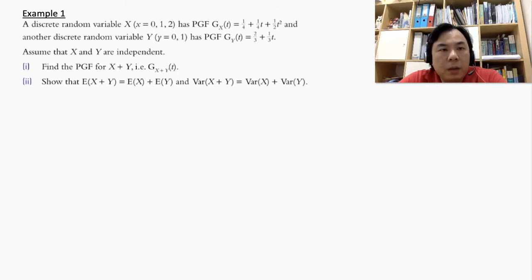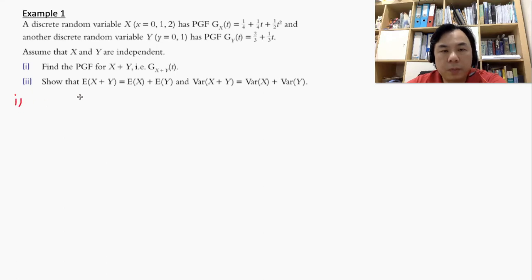Okay. Now, a discrete random variable x having discrete values from 0 to 2 has a probability generating function given as such, and another discrete random variable y having discrete values from 0 to 1 has a probability generating function given as gy. Now assume that both the x and y events are independent. Therefore, we're going to find the probability generating function for the sum of their discrete random variables, gx plus y. Okay, let's look at this.